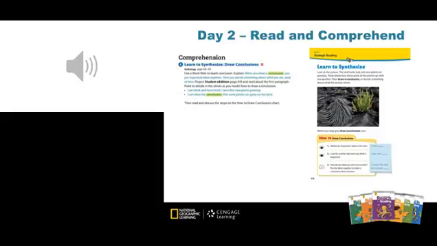Then it's time to introduce the students to the reading strategy. Each unit covers one reading strategy, and students have multiple opportunities to apply this strategy to different genres of text.